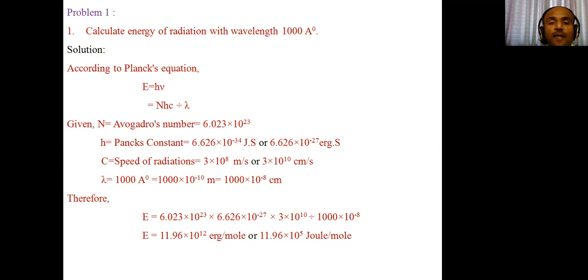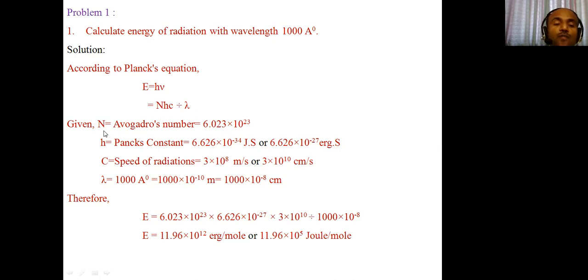Calculate the energy of radiation with wavelength 1000 angstrom. So here the wavelength of that radiation is given, that is 1000 angstrom, and you are asked to calculate the energy. So we have the equation for the calculation of energy of electromagnetic radiation, that is called Planck's equation, E is equal to h mu. We can also write hc upon lambda instead of h mu, and for 1 mole of a substance, N hc upon lambda is the equation.